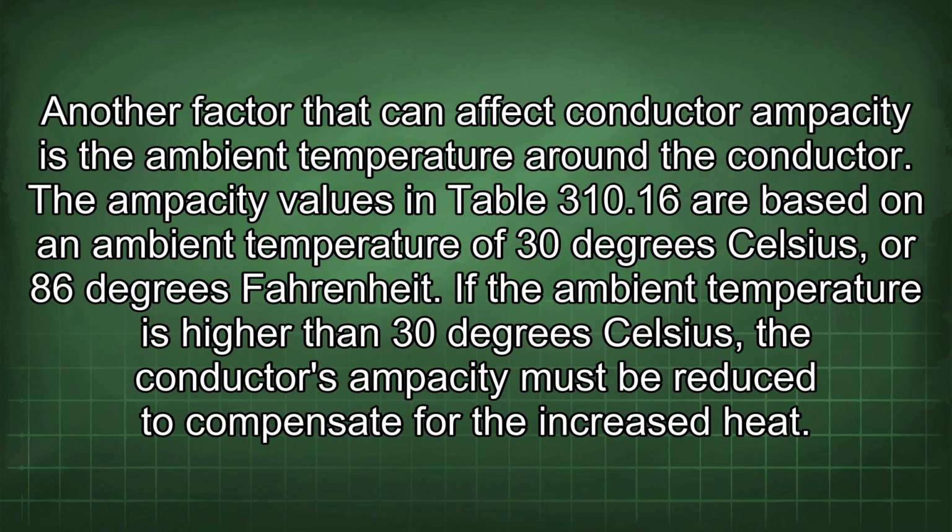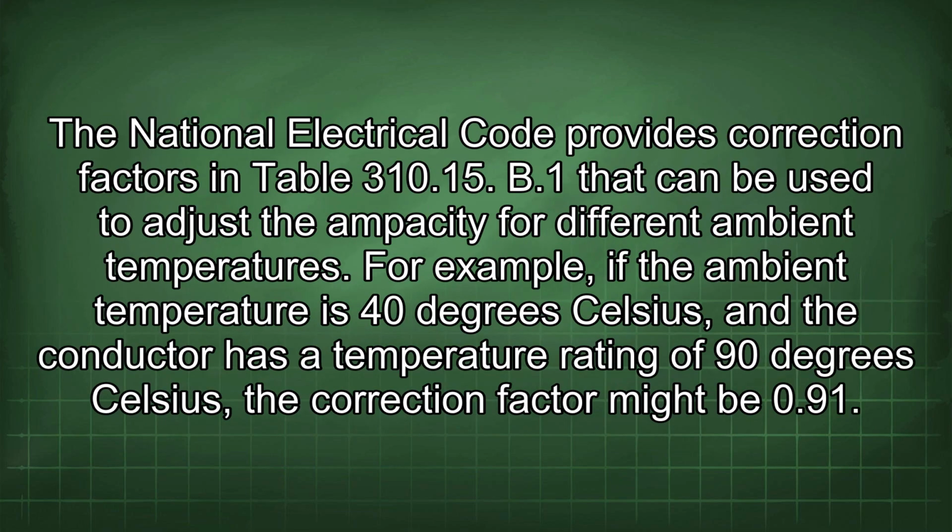Another factor that can affect conductor ampacity is the ambient temperature around the conductor. The ampacity values in Table 310.16 are based on an ambient temperature of 30 degrees Celsius or 86 degrees Fahrenheit. If the ambient temperature is higher than 30 degrees Celsius, the conductor's ampacity must be reduced to compensate for the increased heat. The National Electrical Code provides correction factors in Table 310.15 B1 that can be used to adjust the ampacity for different ambient temperatures.